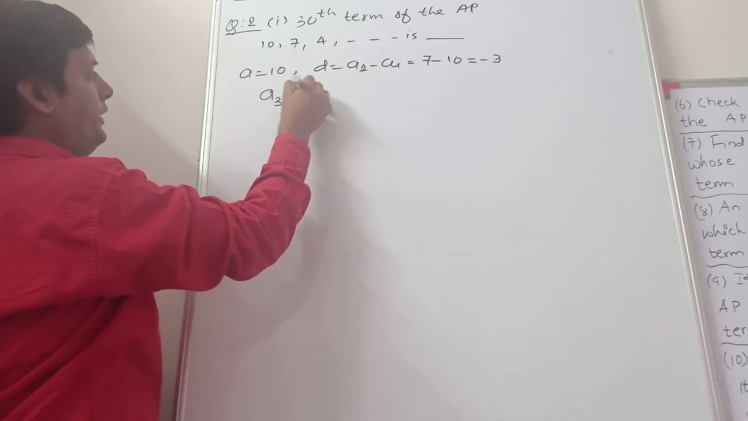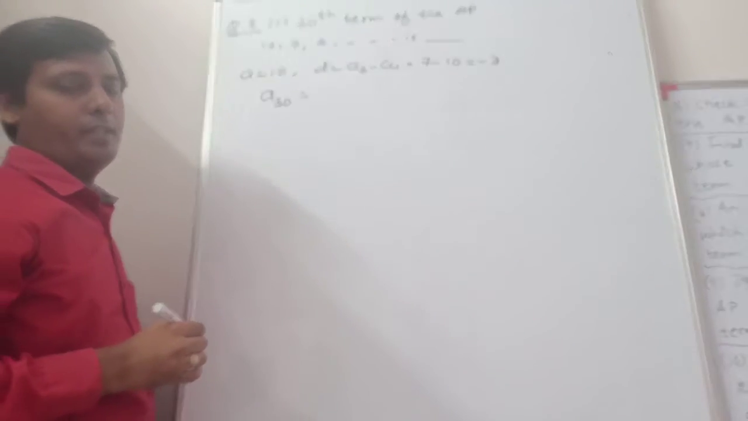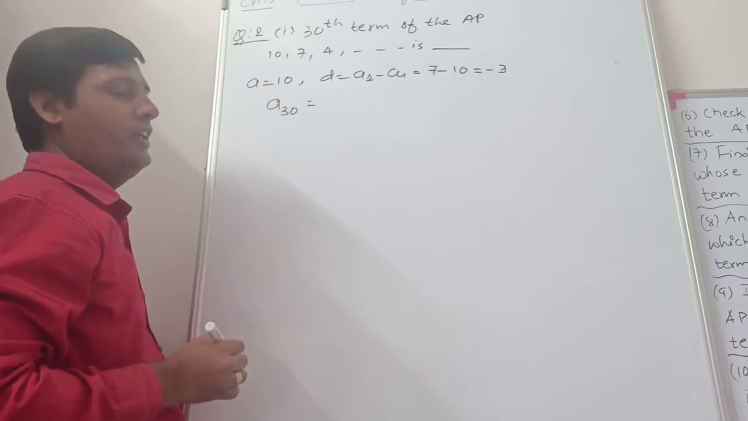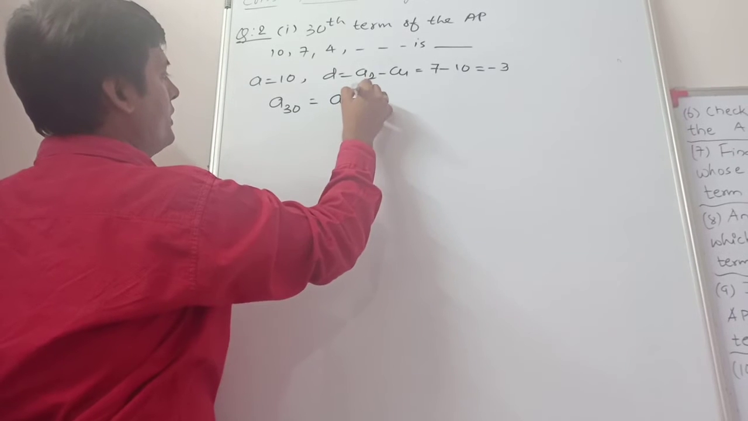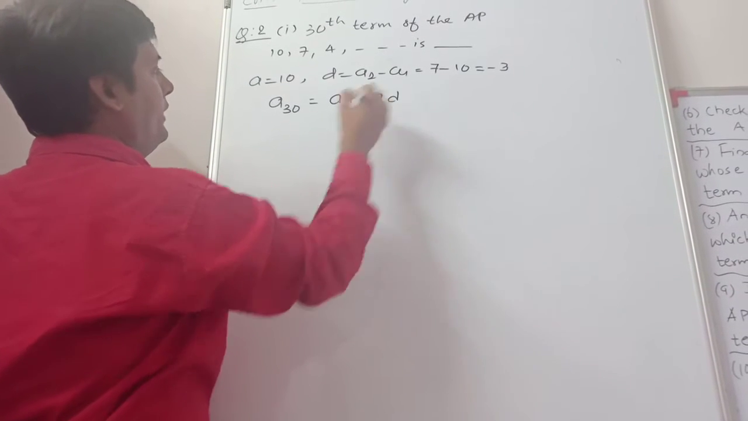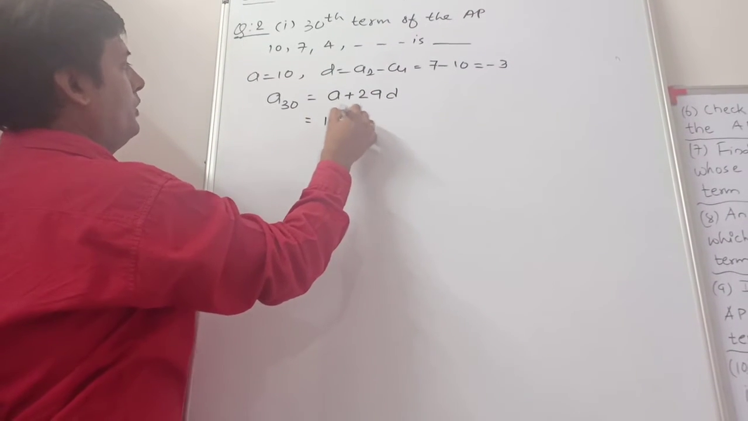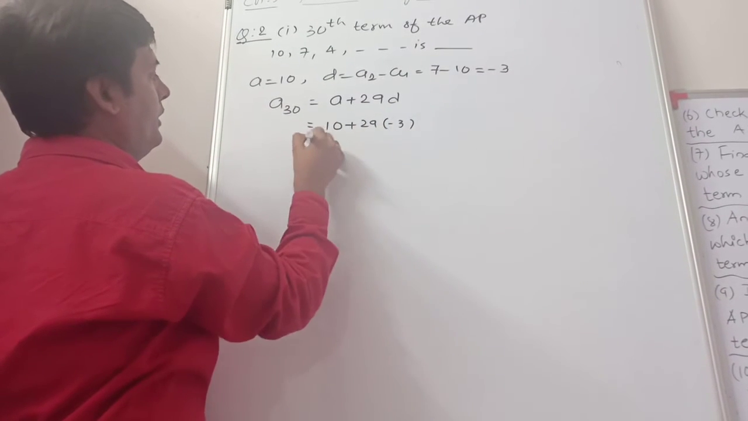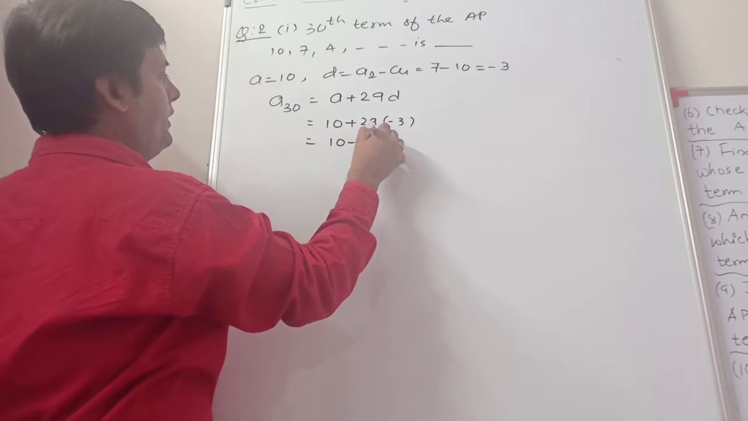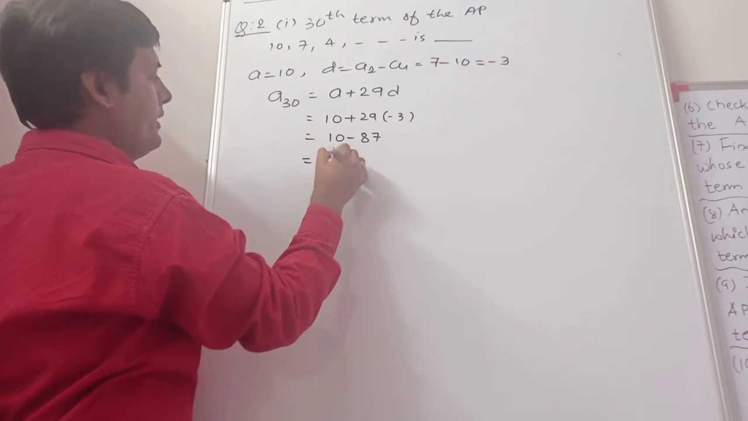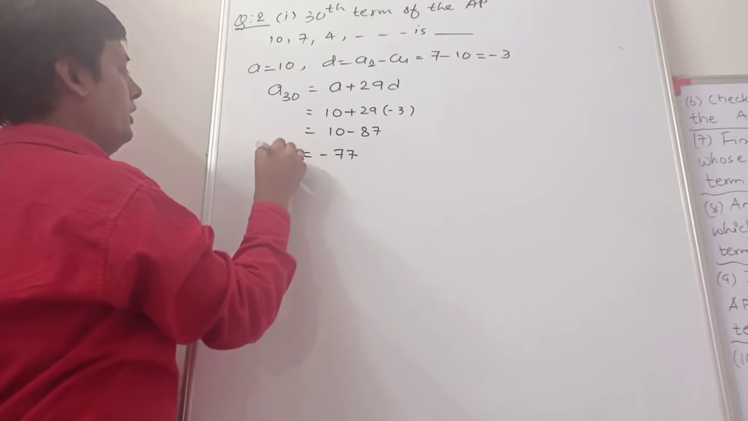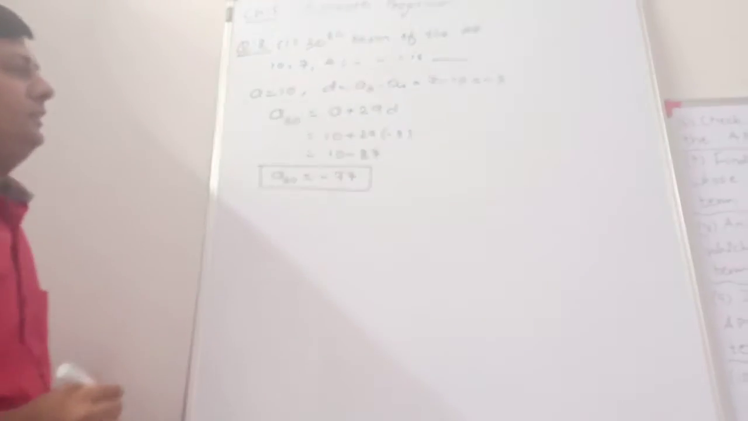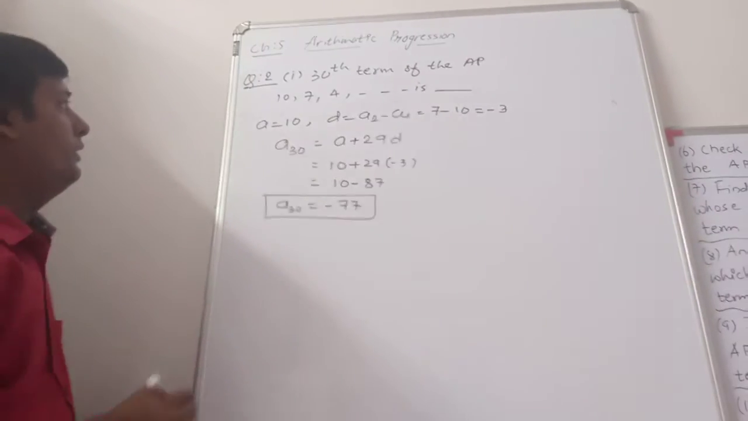a13, what is the formula for a13? a plus n minus 1 into d. What is n? 13, so n minus 1 is 12. So here a plus 12d. Clear? So a is equal to 10 plus 12 into d, which is minus 3. So 10 minus 36, we got minus 26. So the 13th term of this is equal to minus 26. Clear? Okay.